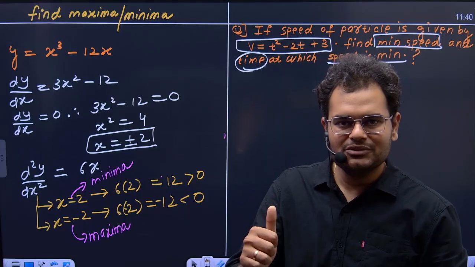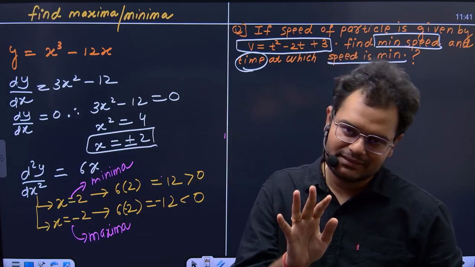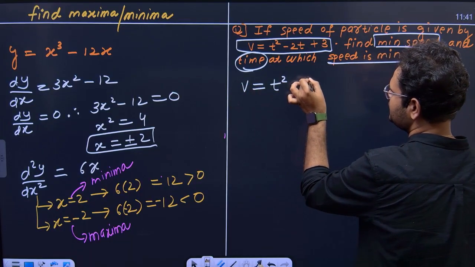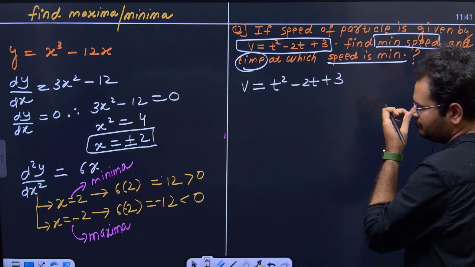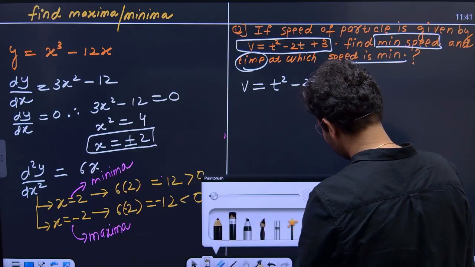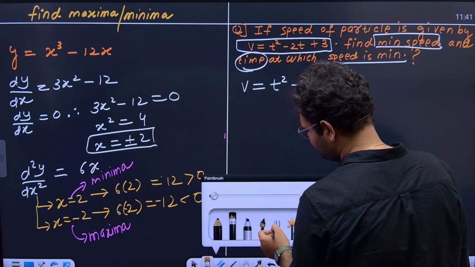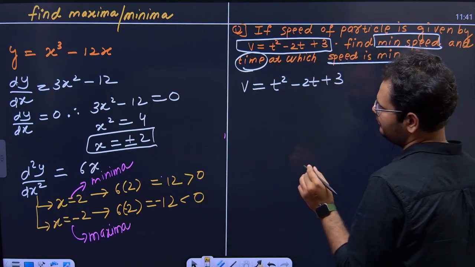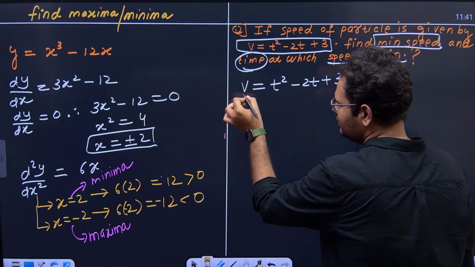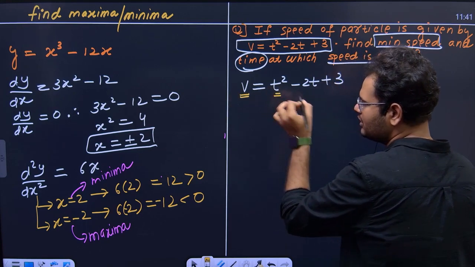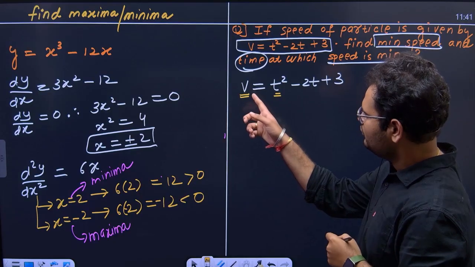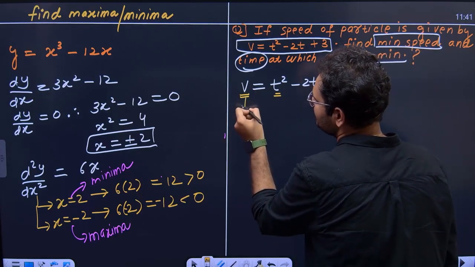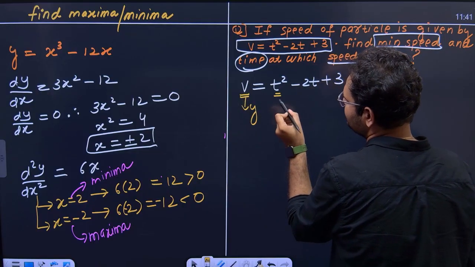We have to find the minimum speed and the time at which that speed is minimum. So simply I will write v is equal to t square minus 2t plus 3. But sir, here there is no y and there is no x. Is there y and x here? Absolutely not. So what should we do now? It's okay if y is not there, but this is my output and t is my input, that you are able to understand. We have to find the minimum value of v, that means the minimum value of y. Okay, that means this is our y, and sir, what is our x?